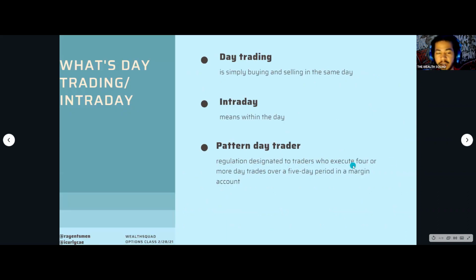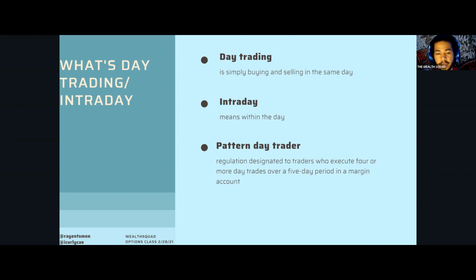So, what's day trading slash intraday? Day trading is simply buying and selling in the same day. Intraday means within the day. I know a lot of people trade on Robinhood, so they're often seeing call outs and stuff like that, and they're like, how can you get around day trading? Well, not around day trading, around the pattern day trader, because a lot of people get marked as a pattern day trader on Robinhood because they don't know that that exists or sometimes they forget.